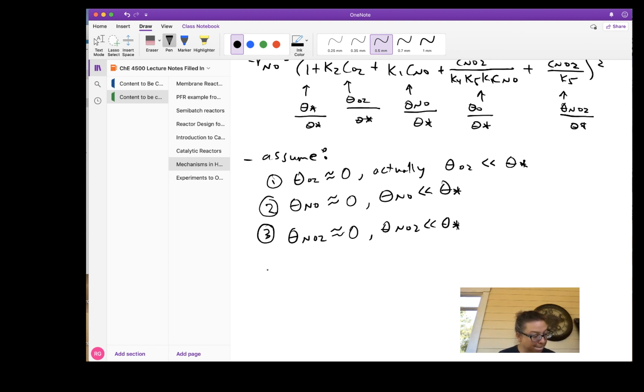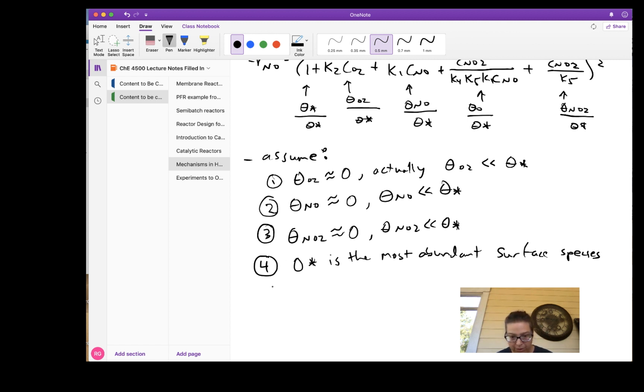So actually, let's just say the fourth assumption is that oxygen is the most abundant surface intermediate, or surface species. And I'm going to assume this because it gives a negative order in NO2 and a positive order in NO.